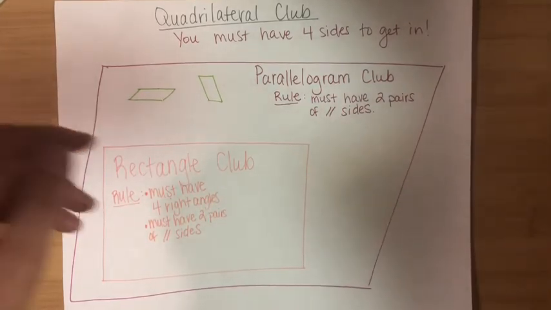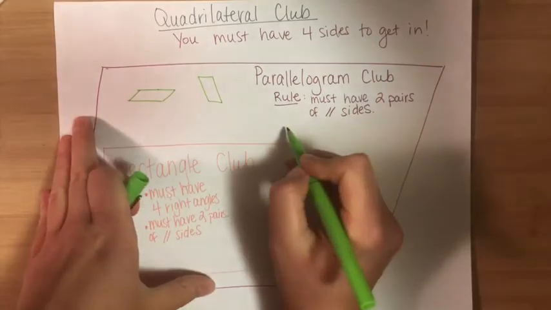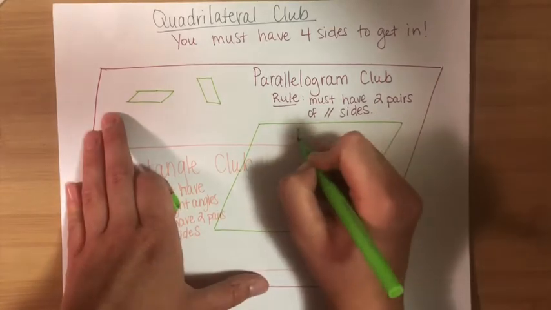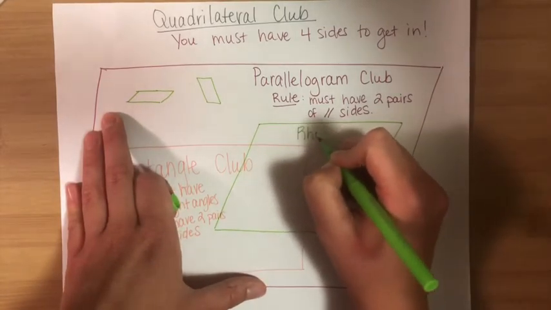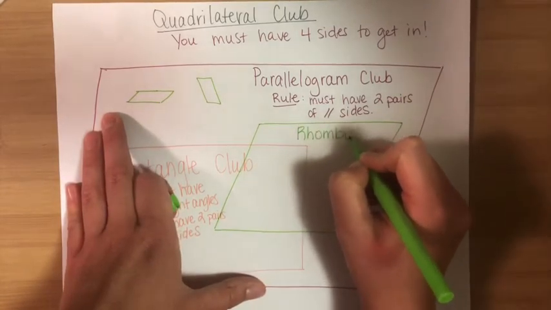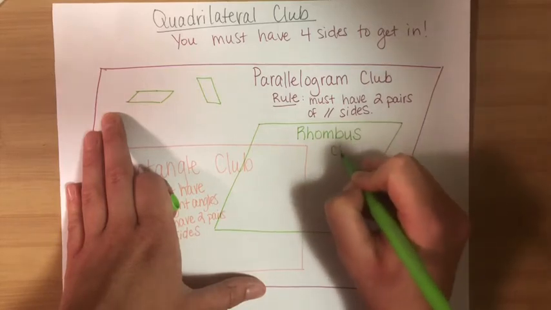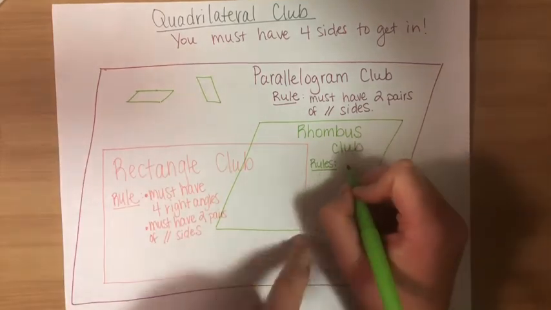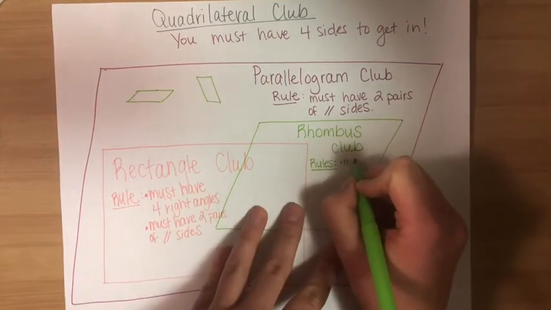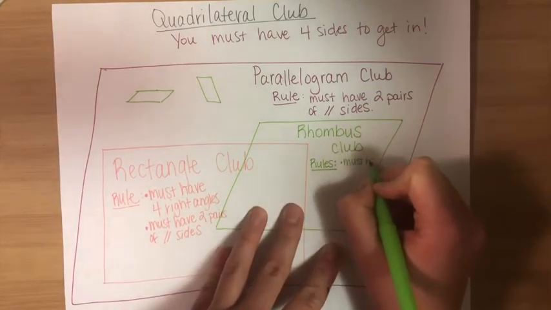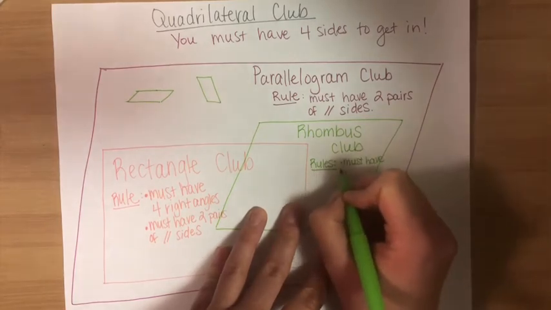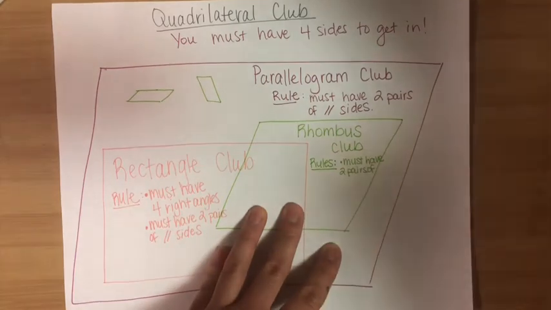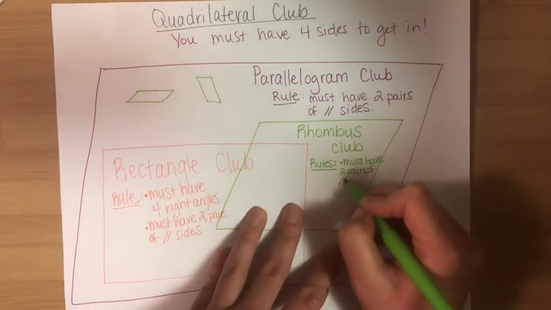Next up, we have the rhombus club. And I overlap those on purpose. You're going to see why. So now we got the rhombus club. And for the rhombus club, number 1, must have 2 pairs of parallel sides.